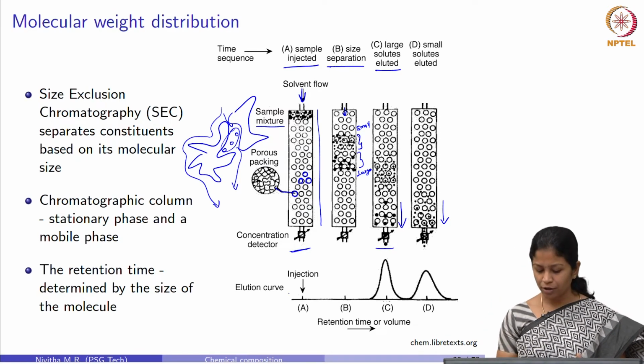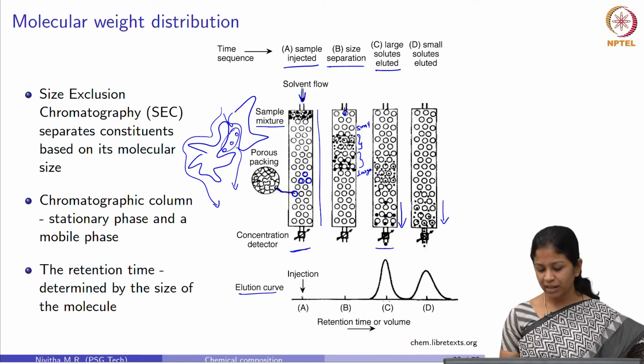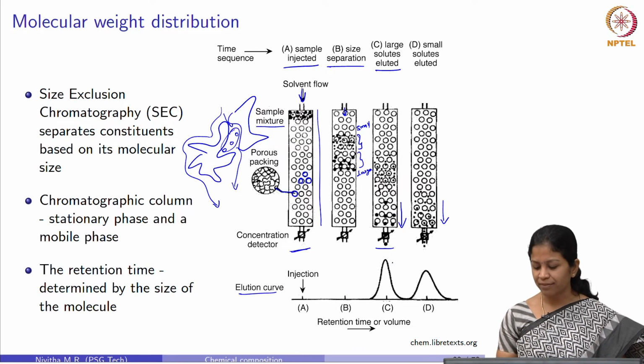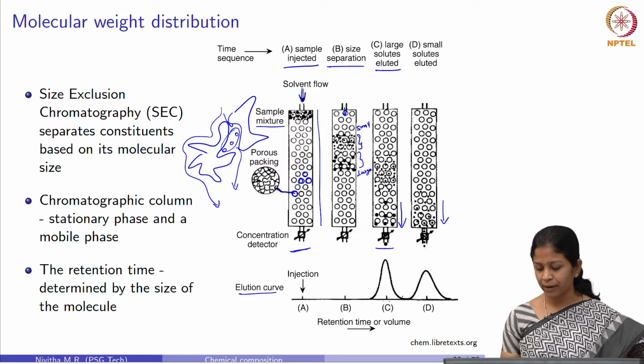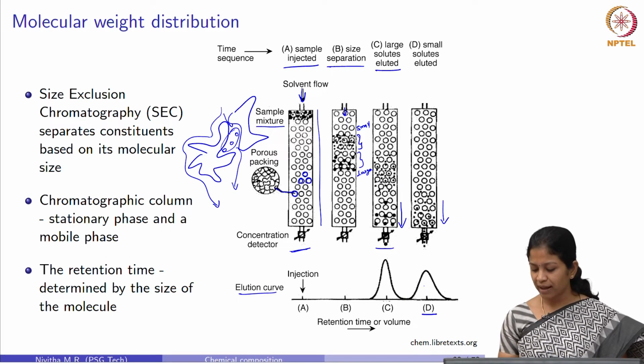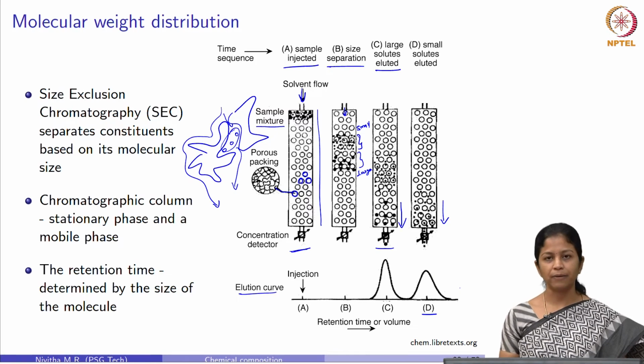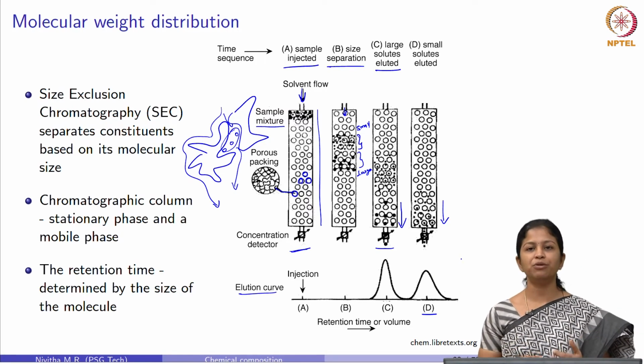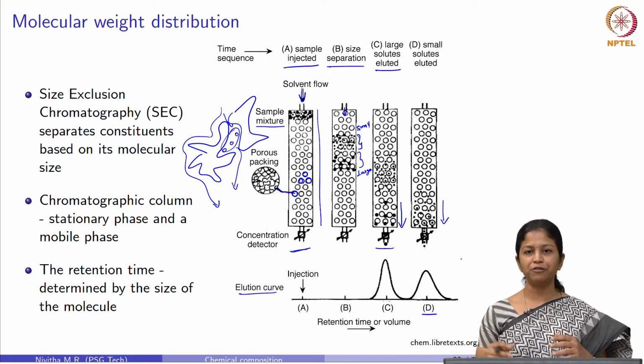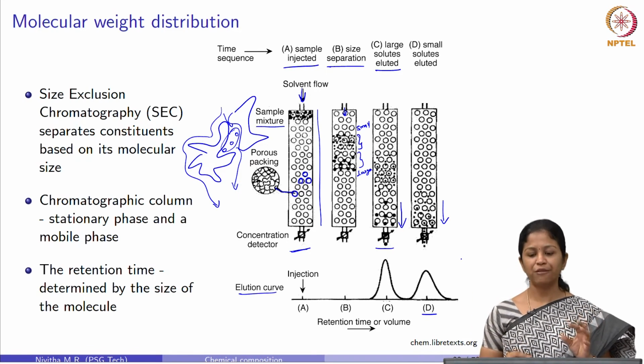So when we draw an elution curve with time, initially there is nothing that is coming out. In the second phase also there is nothing that is coming out. In the third phase we have larger molecules which are present here. So we see a distribution here, and in the D phase we have the smaller molecules which are coming out. Again we have a distribution here. So this is the principle which we use to separate molecules of different sizes using this chromatographic principle.